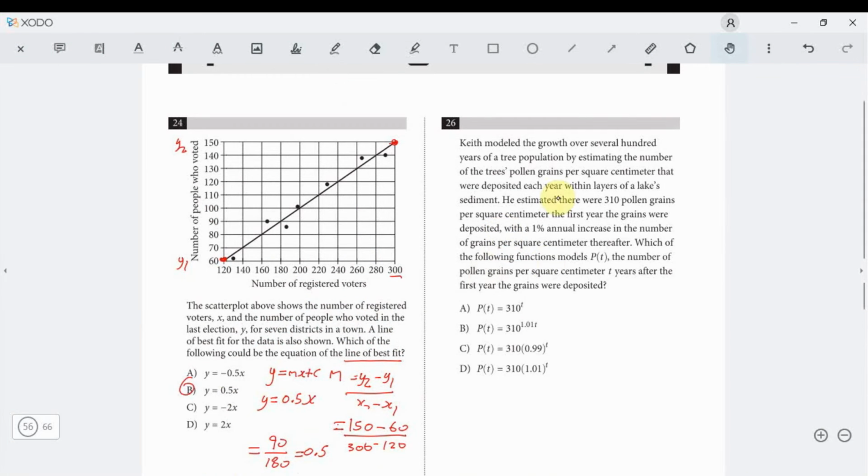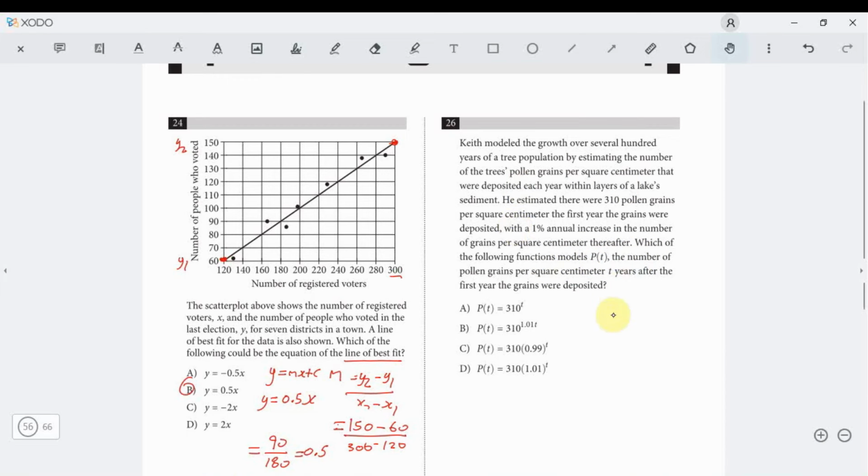Number 26. It says Keith modeled the growth of several hundred years of a population by estimating the trees of pollens. He estimated there were 310 square feet in the first year, with an annual increase of 1% in the number of grains per centimeter. Therefore, which of the following models P of t?